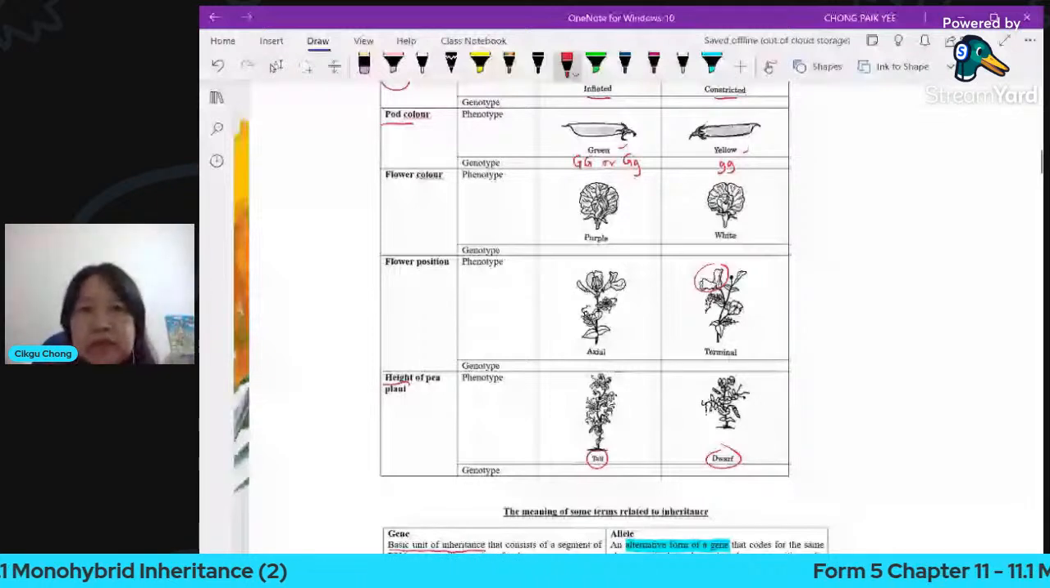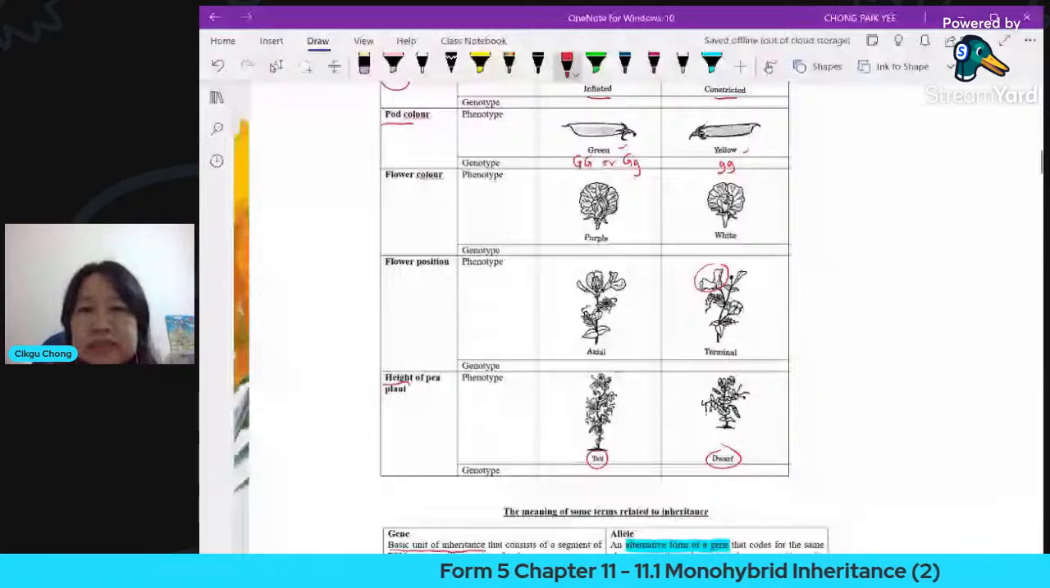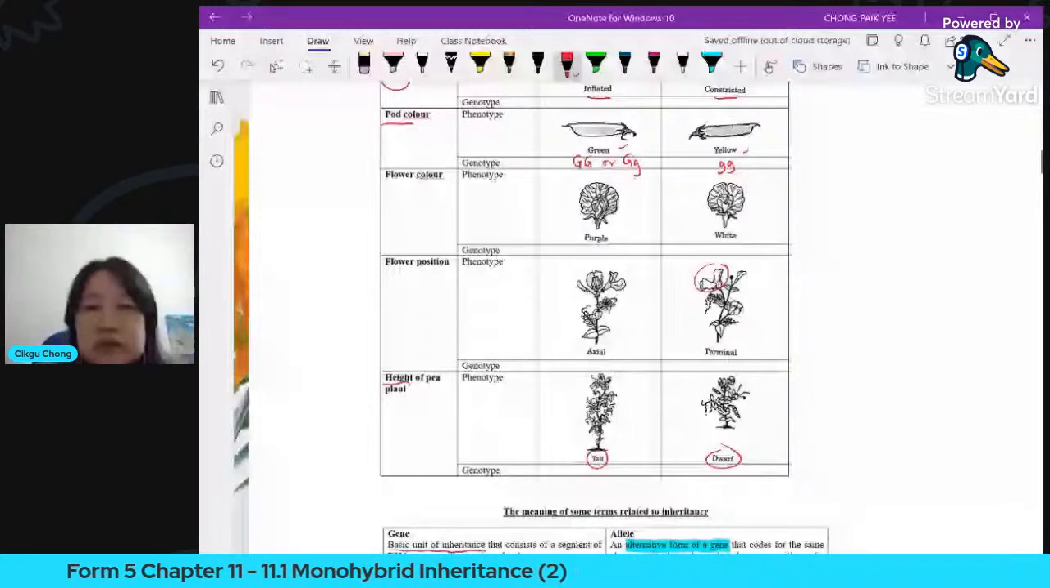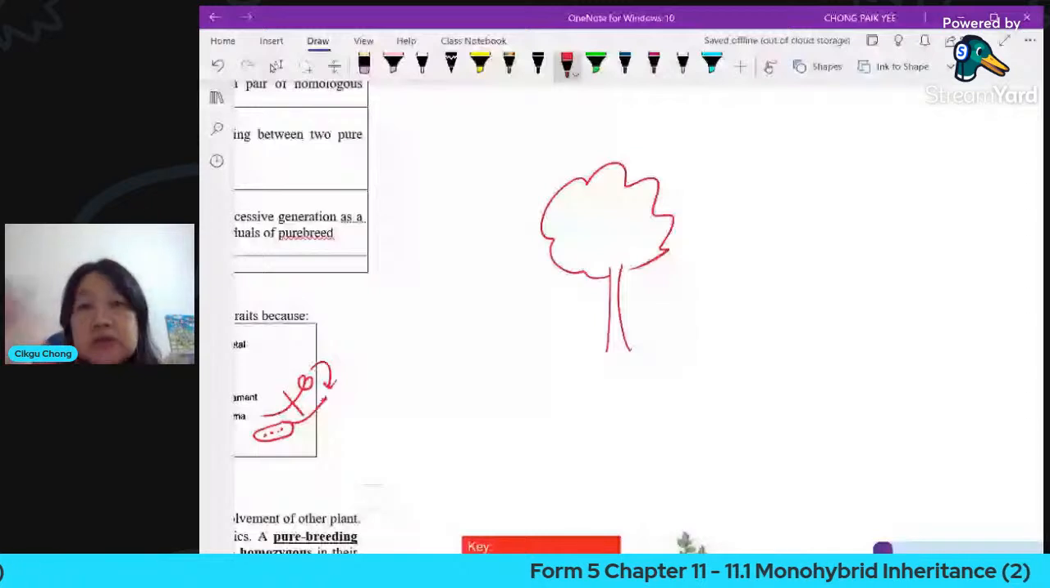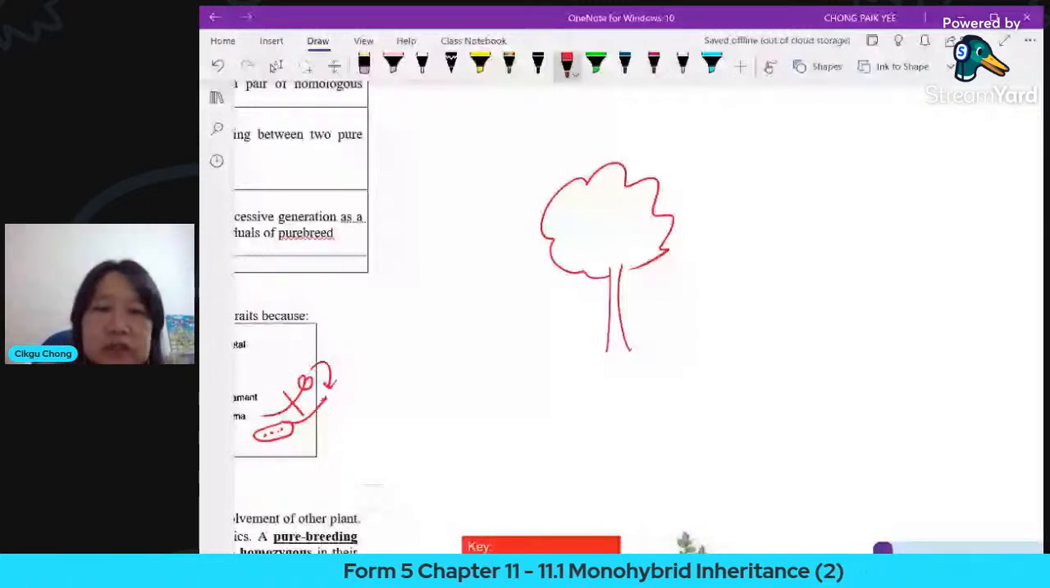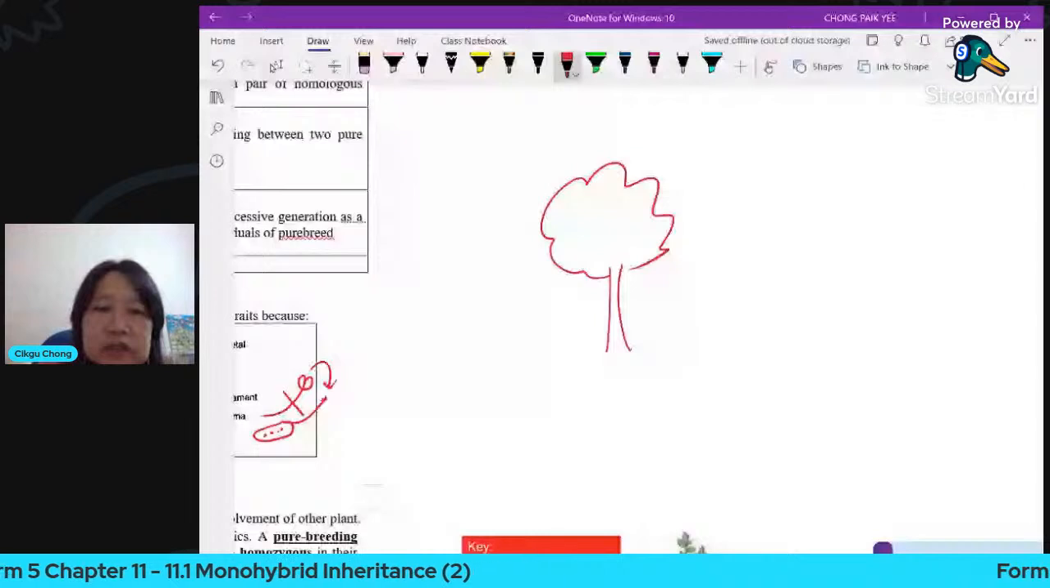Let me draw this here to show what is cross-pollination. It's not a repeat because I've done this in Form 3. So you have plant A, let's say, I put a tree. This is tree A, and this is tree B. Okay, the name of the tree. So A will have its flowers, many flowers. One plant can't be just having one flower. You have many flowers. Okay.